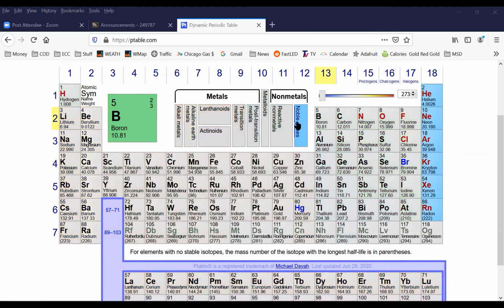Now, the last one are the noble gases. And the noble gases are all the way to the right of the periodic table in blue on your screen. Helium, neon, argon, krypton.